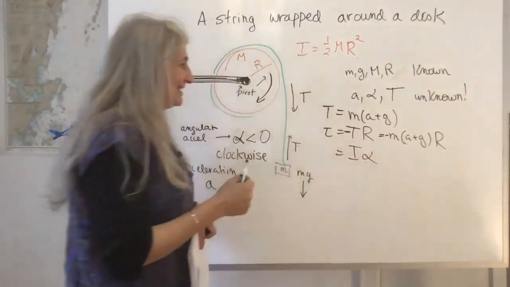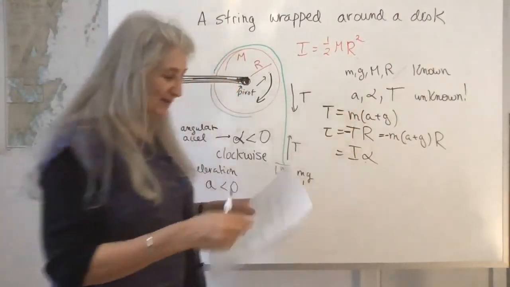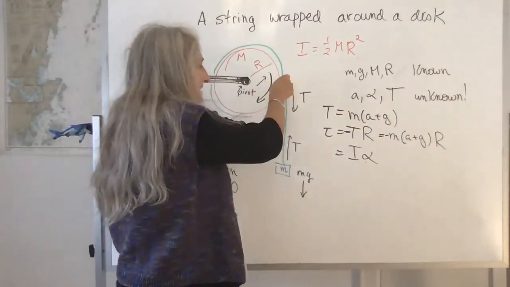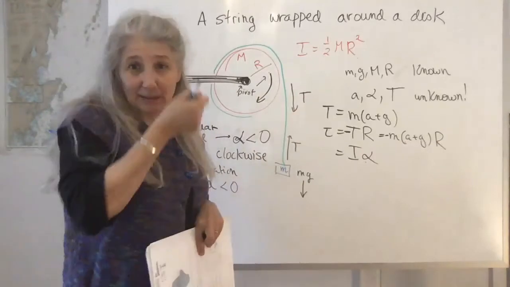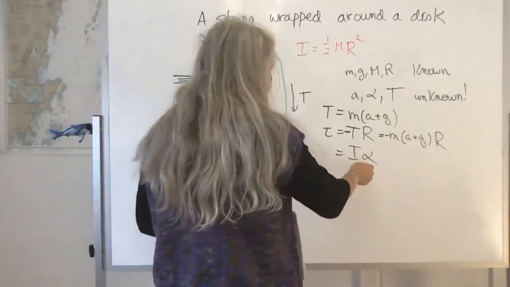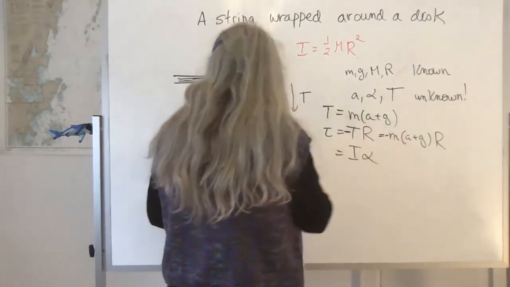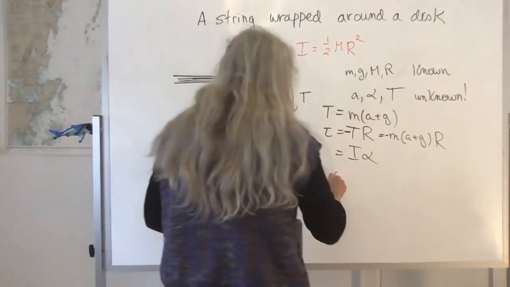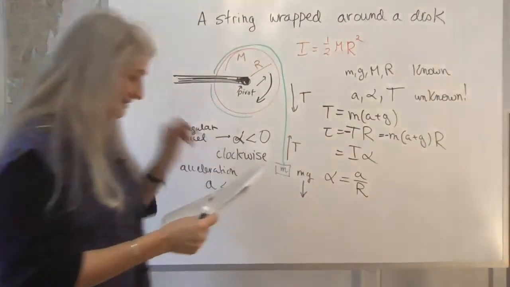Okay, so we have alpha, A, and T. We need a third condition. So this is one equation, two equations. We need a third condition. So the third condition is that it's like a roll without slip condition because the string is not allowed to slip on the disk. And so that gives us a relationship between the angular acceleration and the acceleration of this mass. So it's just like the roll without slip condition, and alpha is equal to A over R.